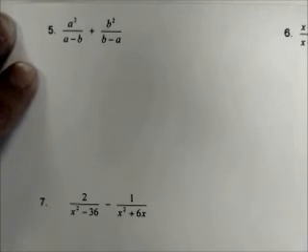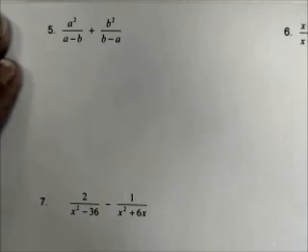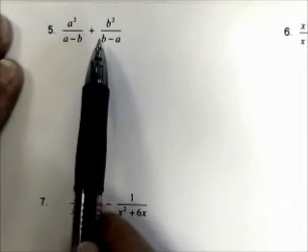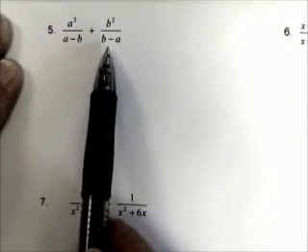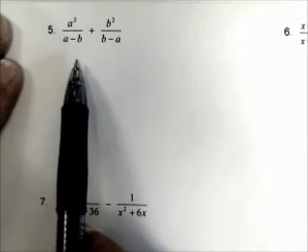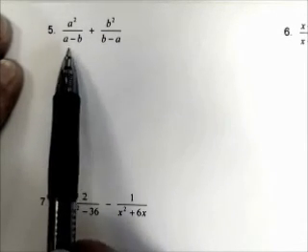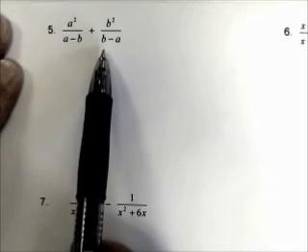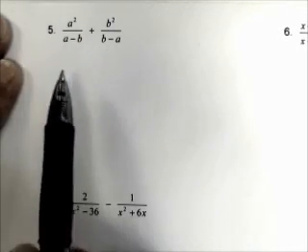b squared over b minus a. Now, whenever we want to add rational expressions, we need the same denominator. Well, as they are, these denominators are not like, but you should recognize them as being opposites.